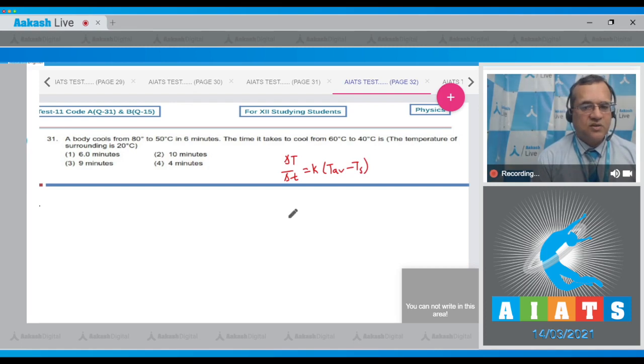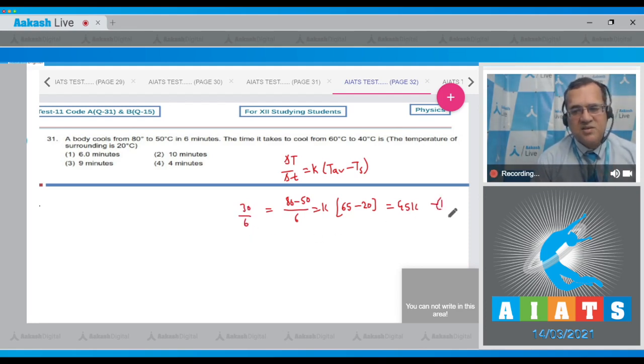The first case it is 80 to 50, so 80 minus 50 divided by the corresponding time is given 6 minutes, K the constant, and T average 80 plus 50 by 2, 65 minus surrounding, which is given equal to 20. So this is equal to 45 K is equal to 30/6. Now in the second case, from 60 to 40, so 60 minus 40, we want to find out time is equal to K, and average of 60 and 40 is 50 minus 20. So this is equal to 30 K.